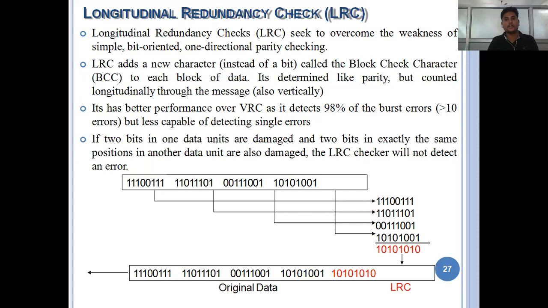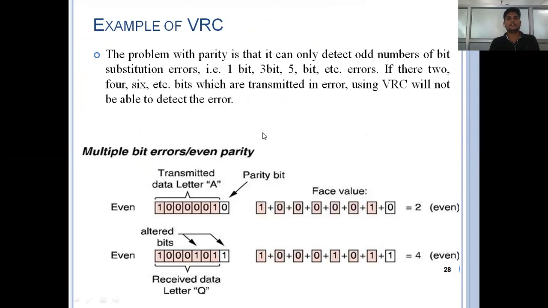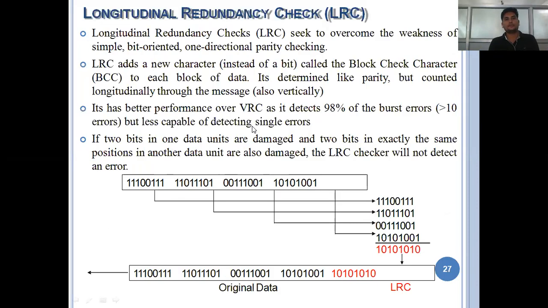The previously discussed vertical redundancy check only identifies 50%. That means it only identifies the errors of odd parity. It doesn't identify the errors of even parity. For that purpose, in the longitudinal redundancy check, 98% of burst errors will be identified.